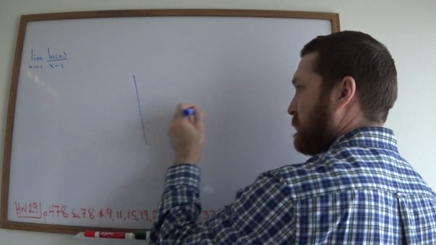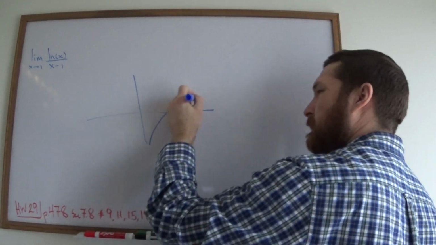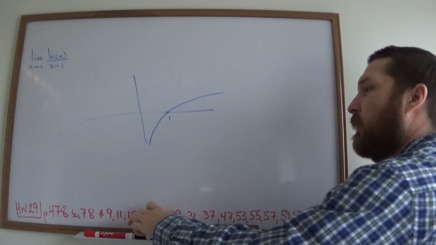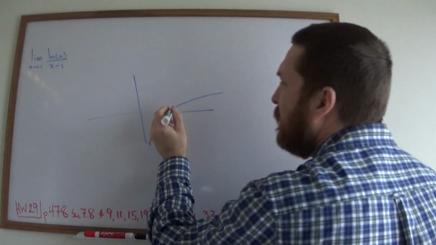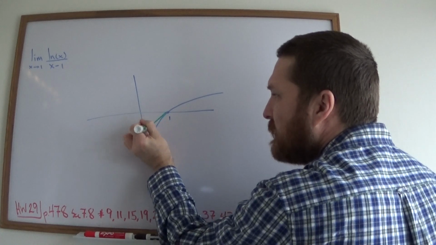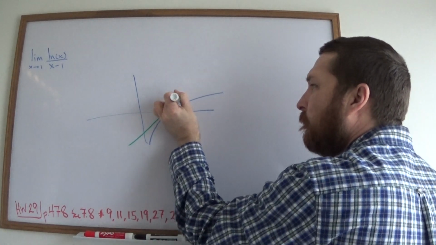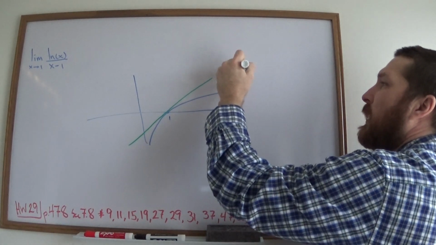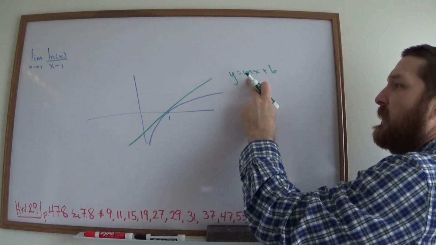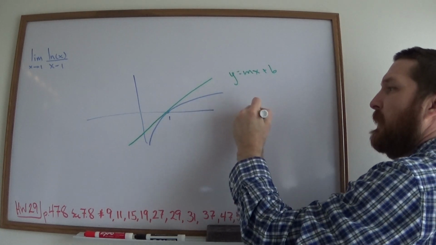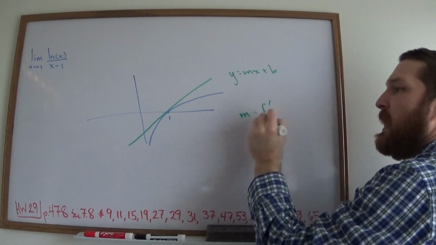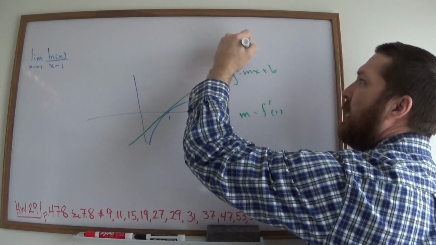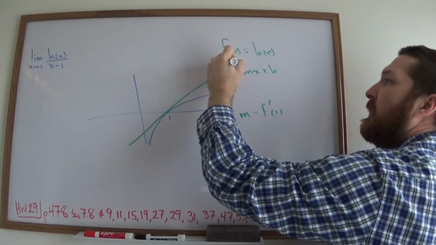We have some function, log x. It looks like this, and at 1 it goes through 0. We have another function, x minus 1. This happens to be the tangent line here. In fact, if you were to go y equals mx plus b, and say that m has to agree here, m has to be the same thing as f prime at 1. Thinking of f as log x, then f prime is what?